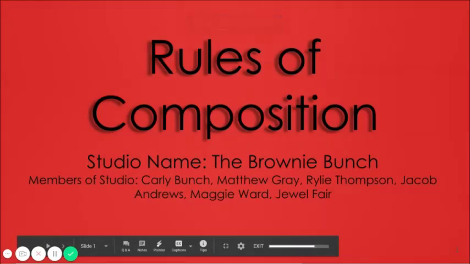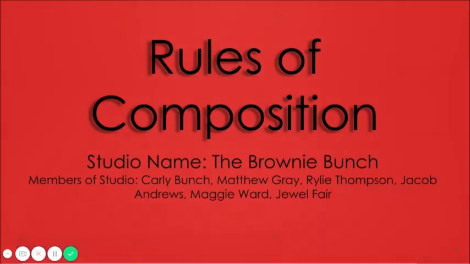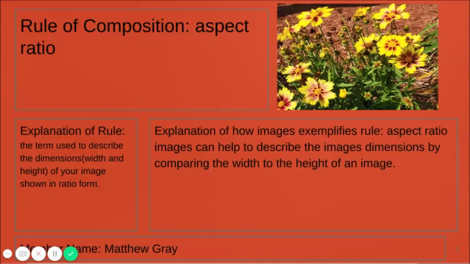This is our rule of composition project. My rule of composition is the aspect ratio. The explanation of the rule is that the term is used to describe the dimensions of the width and height of your image shown in ratio form. Aspect ratio images can help describe the image's dimensions by comparing the width and height of an image.